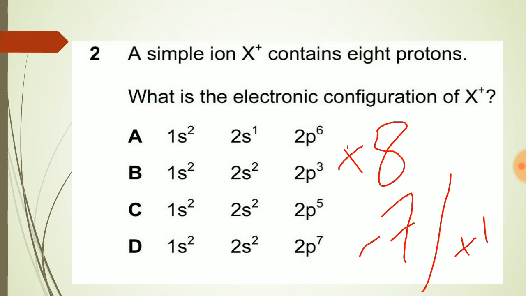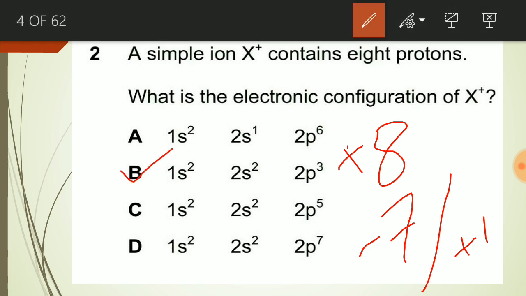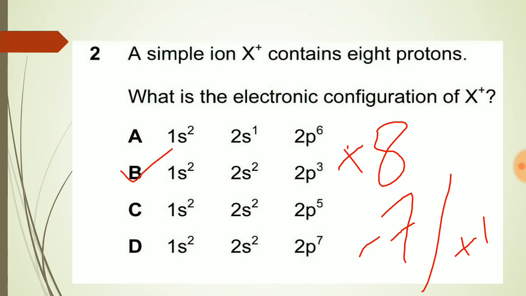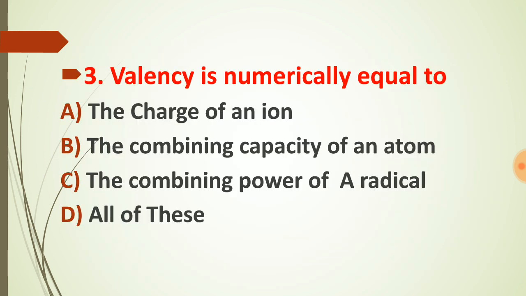If there are 8 protons and the symbol is X plus, it means that there are 8 protons and 7 electrons. Now we need to see the configuration which contains 7 electrons. If you see this, 6 plus 1 plus 2 is 9, so this is not our correct answer. If you see this, 3 plus 2 plus 2 is 7, so option choice B is the correct answer for question number 2, because X plus means 7 electrons. Now let us move to question number 3.